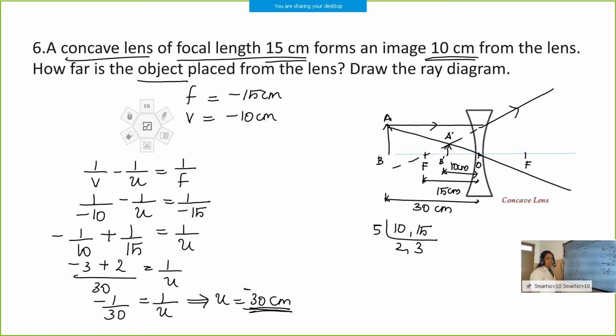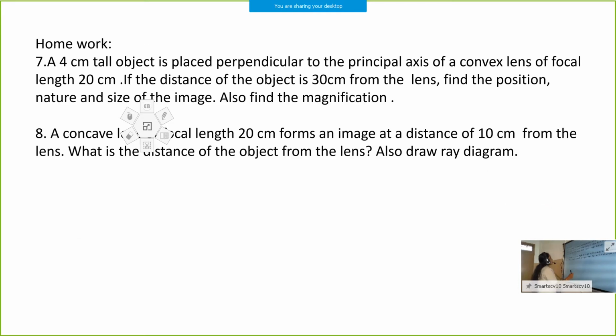Is it okay? So I will give you 2 questions as homework. You can try the 2 questions. Finish doing this problem, all of you. So practice the problem many times at home. Okay, so take down the homework question.